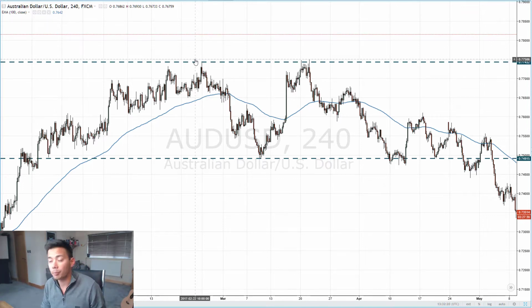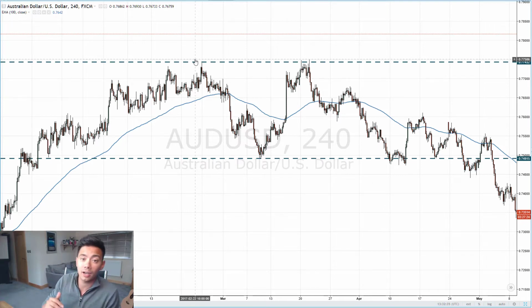And whilst we're on the topic of stronger levels, you're going to find that levels on a daily chart or a 4-hour chart are going to be stronger and hold up more than levels on, let's say, an hourly chart or a 15-minute chart. So the support levels that you identify on the higher time frames will be stronger levels and will have more merit than those that you find on the lower time frames.